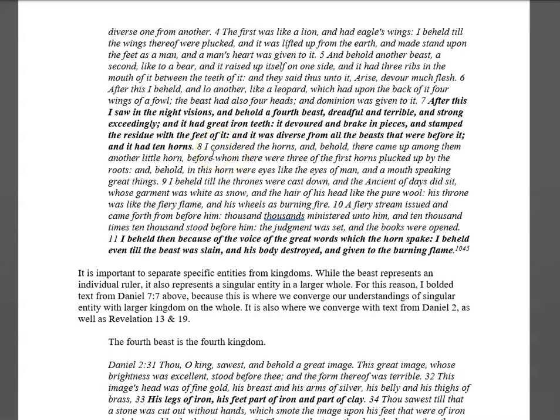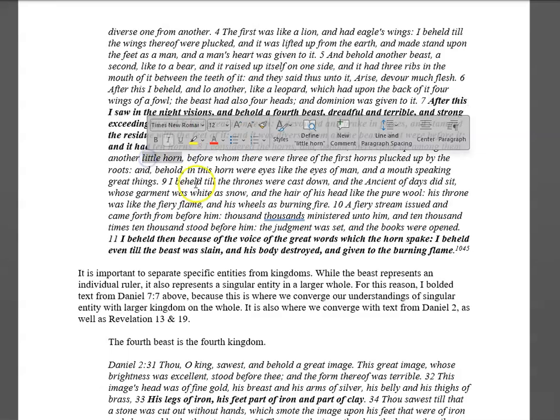In Daniel 7:8, I considered the horns, and behold, there came up among them another little horn. This is your Revelation 13 specific beast. So this is describing the kingdom, all of this, and this is describing the actual leader of said kingdom, the beast. Revelation 13's beast, the singular entity Apollyon.